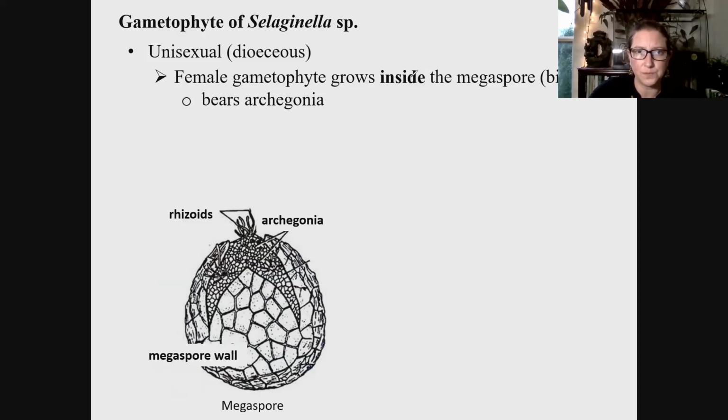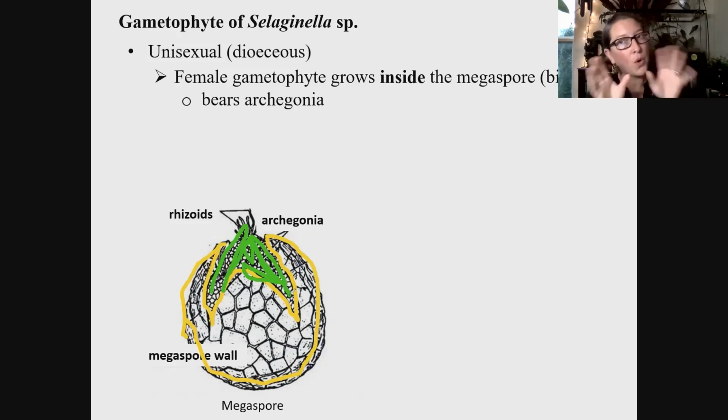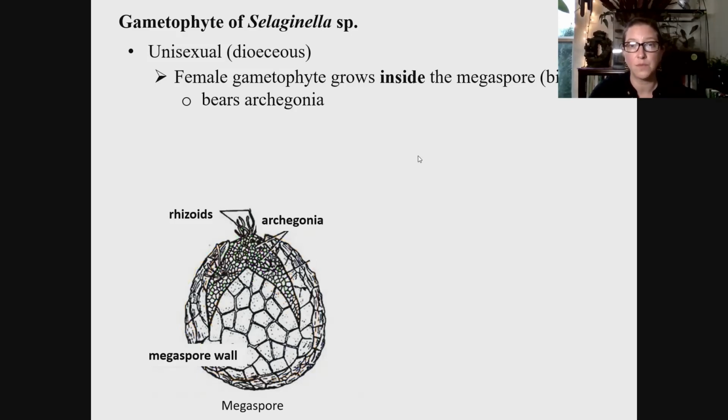Just to get you oriented here, this yellow that I'm drawing here is the megaspore wall. So you can see all that stuff. And then inside is this female gametophyte plant. It grows inside. Now the female gametophyte plant does poke out a tiny bit, and that's so that sperm eventually can meet her and fertilize the eggs. But she stays inside the megaspore wall.